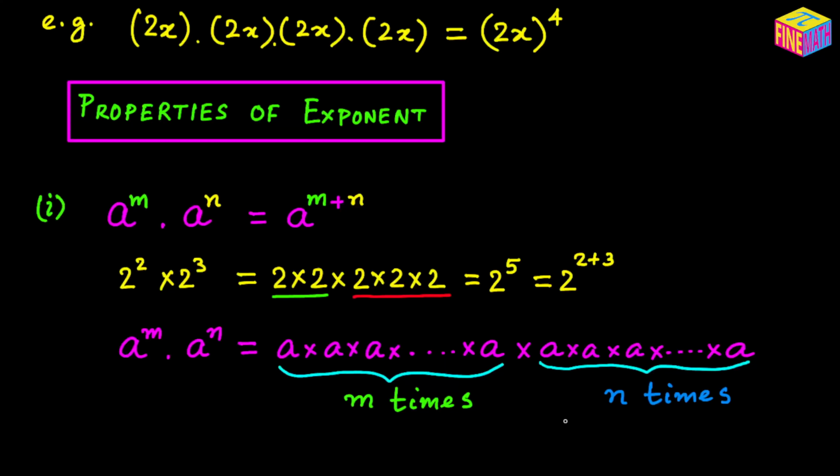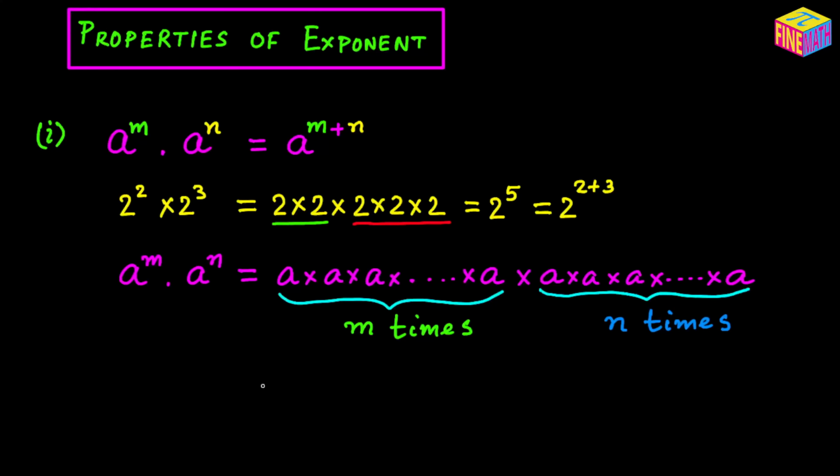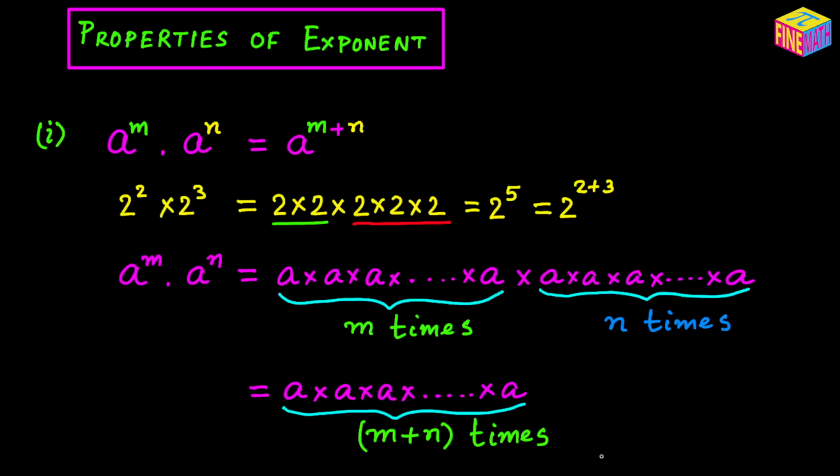So if you look at this full picture here, you see that in the first portion we have m number of a's and in the second portion we have n number of a's, right? So in total how many a's do we have? Well, in total we have m plus n number of a's. So can we write it like this? This must be equal to a times a times a all the way up to a, but we are going to now call it m plus n times, because we are multiplying so many a's together, right? So finally this can be written as a to the power m plus n. So this is where the property came from, right?